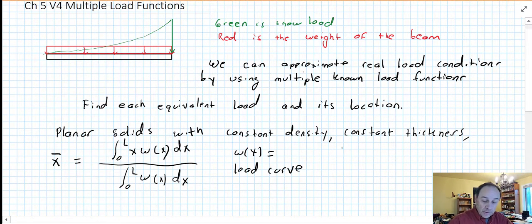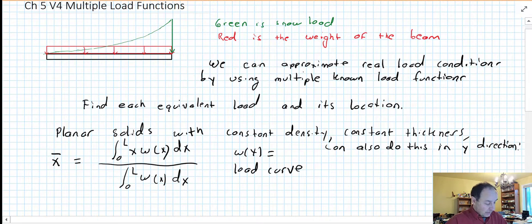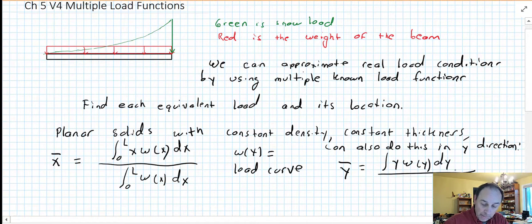Okay, now you can also do this in the y direction, and you get a similar thing. You get a y bar, the integral of the moment arm from where you're measuring the moment in the y direction times the load function in the y direction dy, over the load in the y direction.